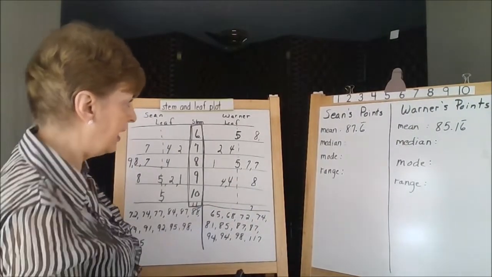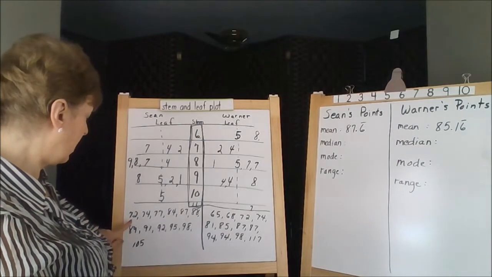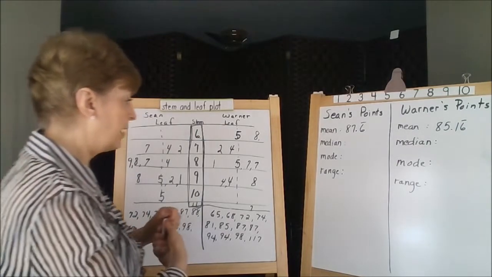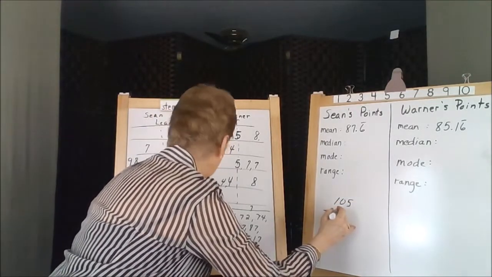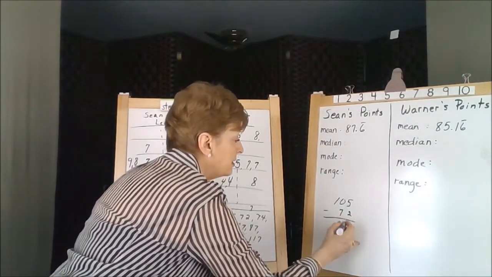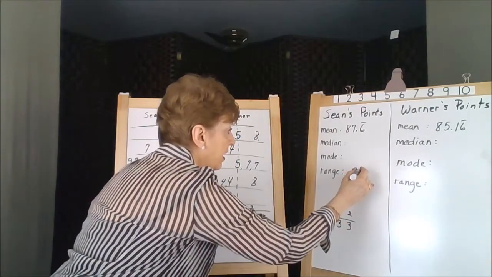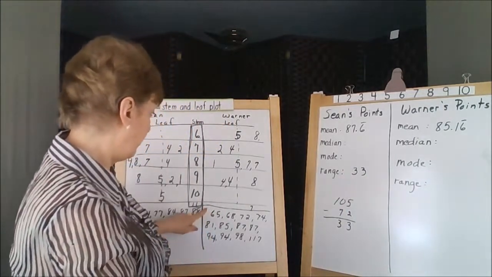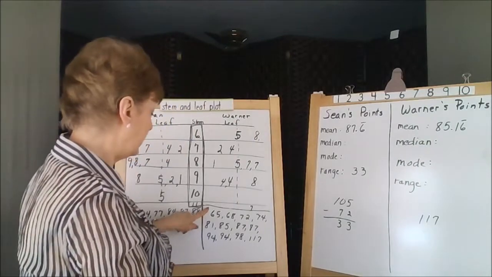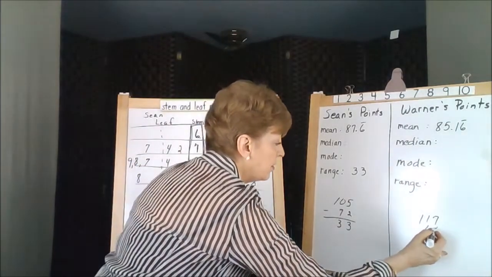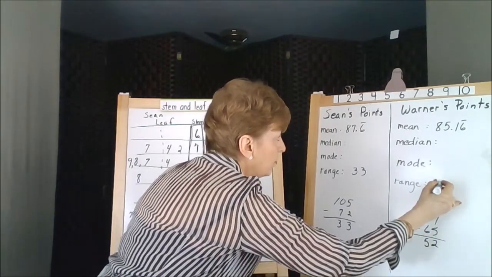In Sean's case, let's do our range. We have 72 and 105. Those are our highs and lows. So it's basically a subtraction problem. So we've got 3 and 3. There's a range of 33 on Sean. And for Warner, we've got 117 was our high point, 65 was the lowest. So the range was 52 for Warner.